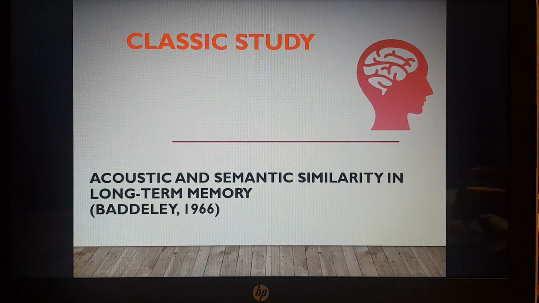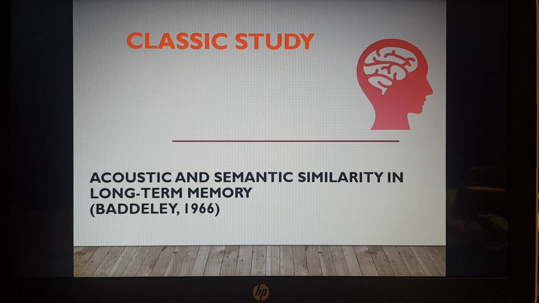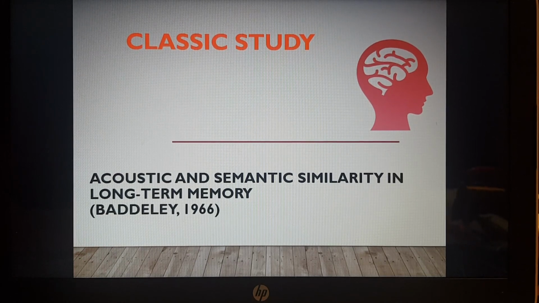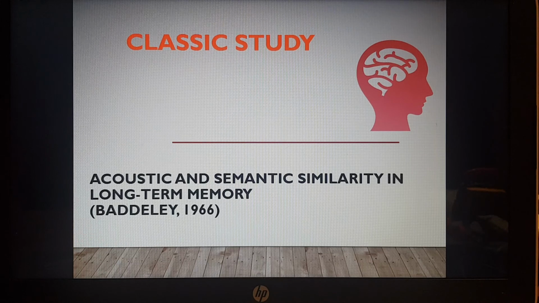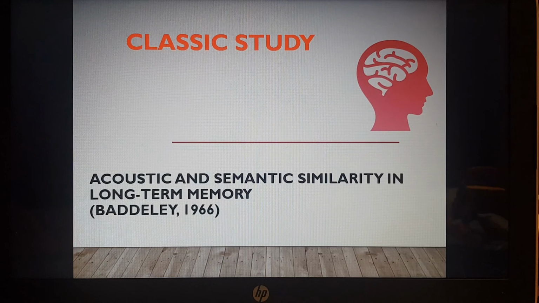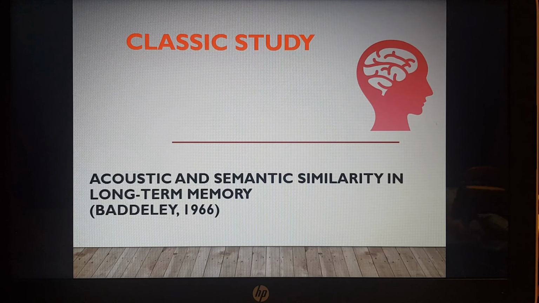So today we are going to look at the classic study in AS level psychology, which is in the cognitive approach by Baddeley in 1966, called Acoustic and Semantic Similarity in Long-Term Memory. Because it's a classic study, you must learn everything about the study: aim, method, conclusion, results, evaluation, because you could be asked anything. It could be an extended mark question, an 8-mark question on the study, or it could be shorter questions asking about aim, individual procedure, etc.